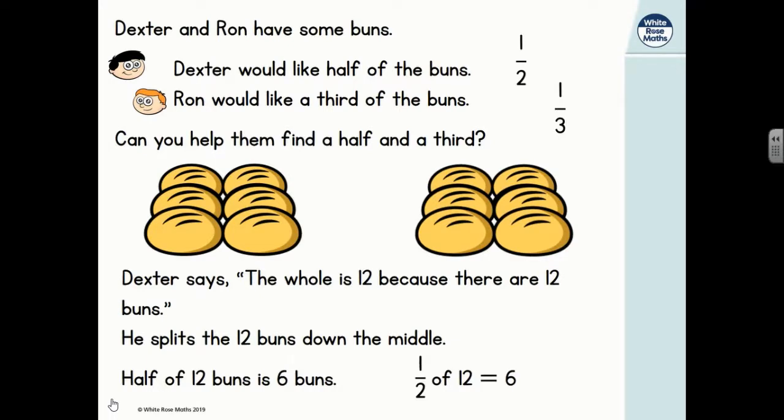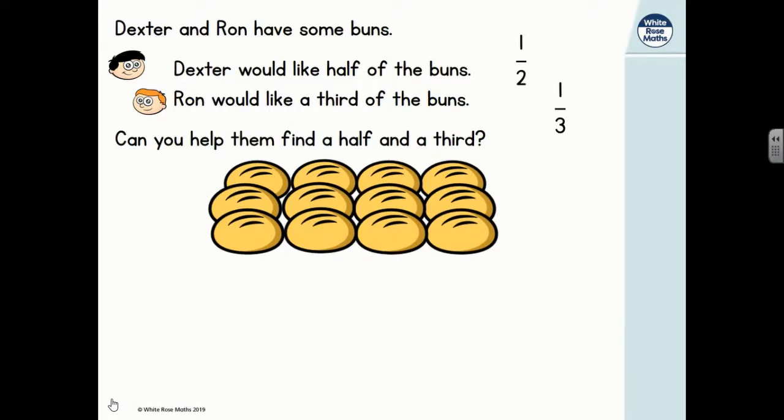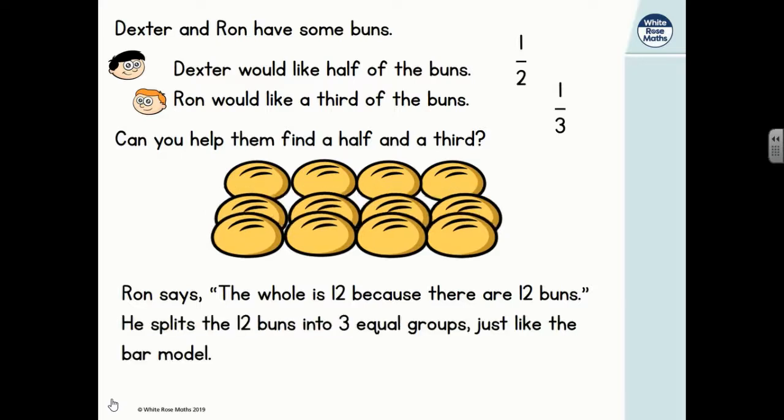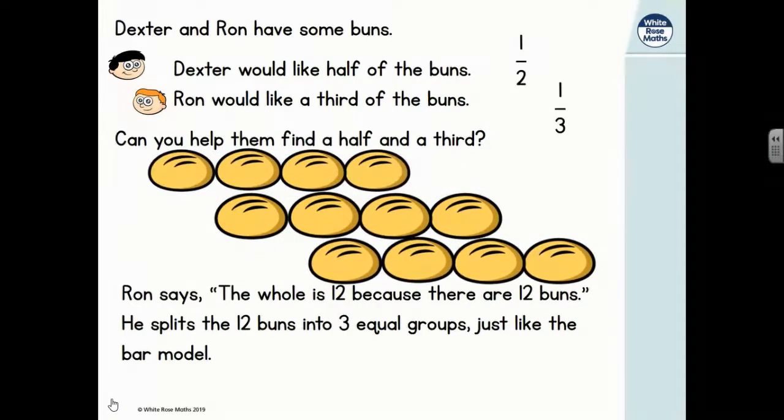Well done, Dexter. What about Ron? Here's Ron's 12 buns, and he says, the whole is 12 because there are 12 buns. Well done, Ron, identifying the whole. He then splits his 12 buns into 3 equal groups this time, just like that bar model. And he now knows one of those groups has 4 buns, and 1/3 of 12 is equal to 4. So Dexter split his into 2 equal groups, and then he looked at one of those groups, and Ron split his into 3 equal groups, and looked at one of those groups.